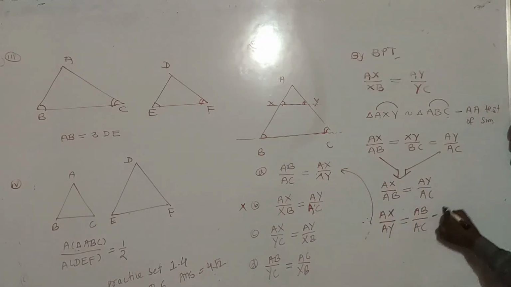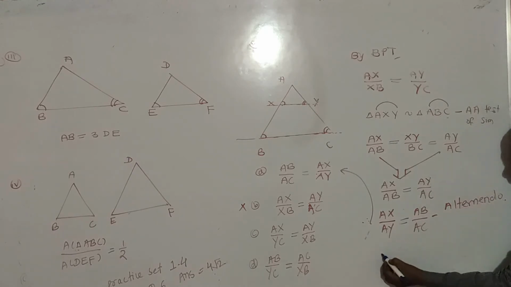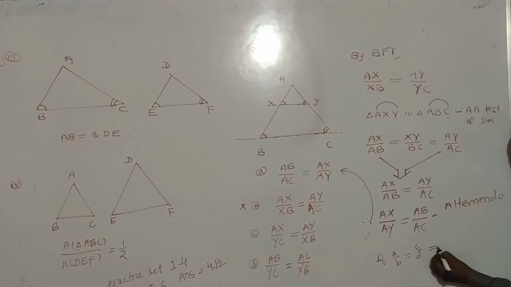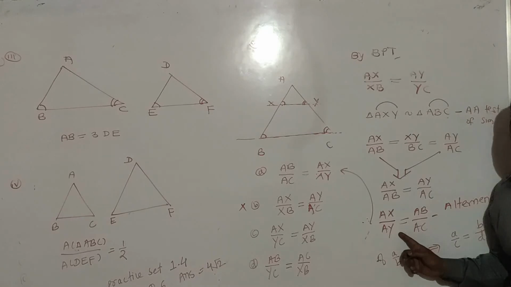I have applied this test. This test is called alternando. What is alternando? Alternando क्या होता है? If a upon b equal to c upon d, then we can write a upon c equal to b upon d. So this process is called alternando. So I have applied the alternando theorem here.